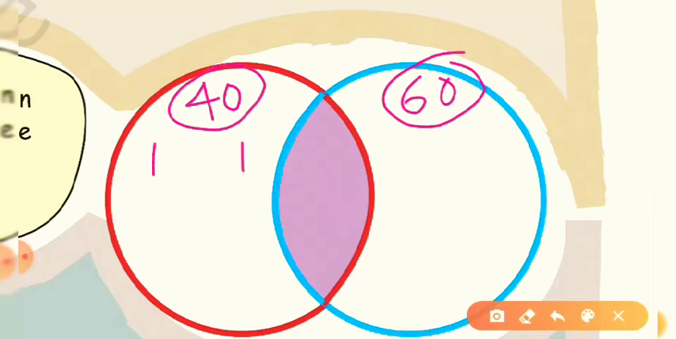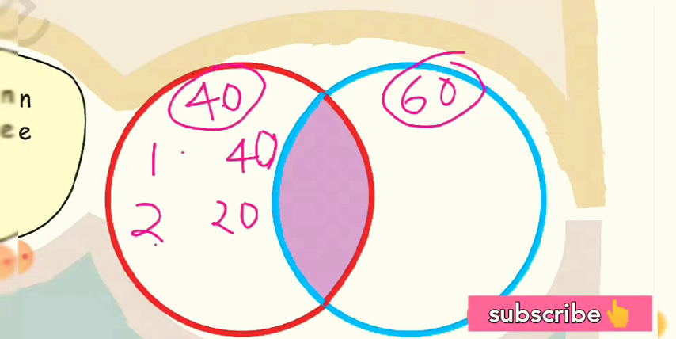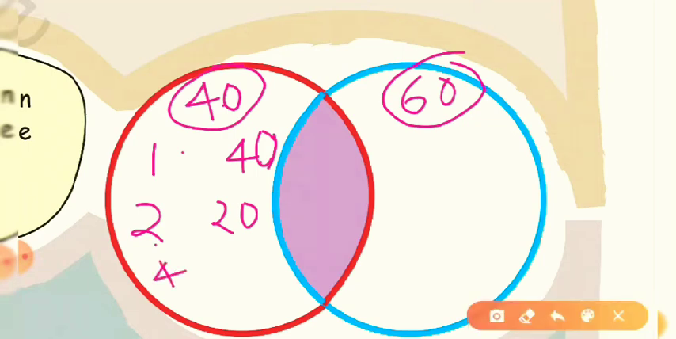First is 1, so its other number will be 40, because 1 into 40 will be 40. So just erase the cross multiplication. Now 40 is divisible by 2, so write here 2, and if you divide 40 by 2 you will get 20, because 2 times 20 is 40. Next number will be 4. So 4 times 10 is 40, so you can write 10 also. Now next number is 5. So 5 times 8 is 40. So these are the factors of 40.